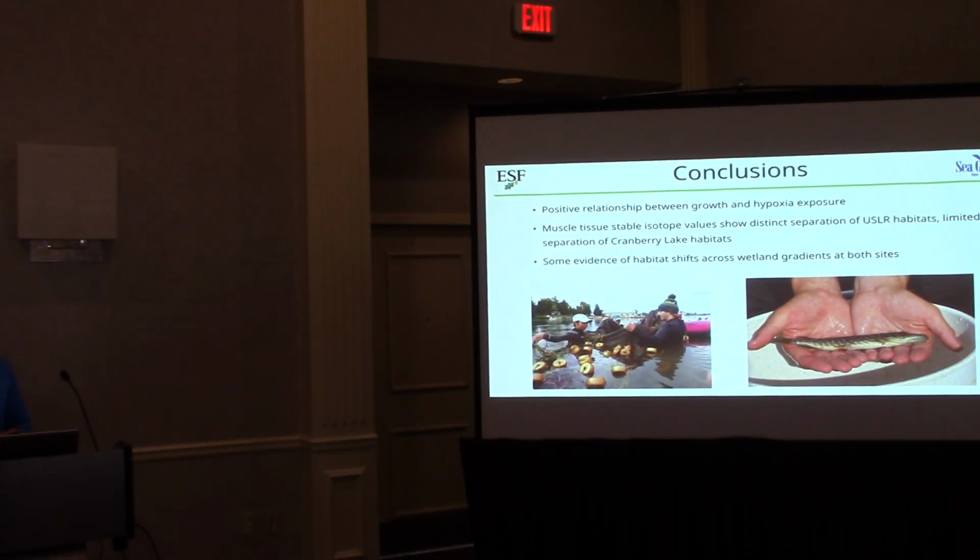So some of the conclusions that you can take from today: for one, we saw a positive relationship between growth and hypoxia exposure, potentially due to increased exploitation of prey. We saw muscle tissue stable isotope values that showed distinct separation of habitats in the upper St. Lawrence River, however, some limited separation of habitats in Cranberry Lake. And at both sites, we do see some evidence of habitat shifts occurring through their carbon stable isotope values. But we only have 3 fish total right now, so obviously we need some more. We need a higher sample size to start making some conclusions there.